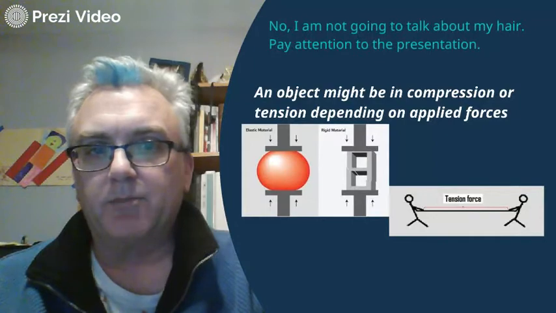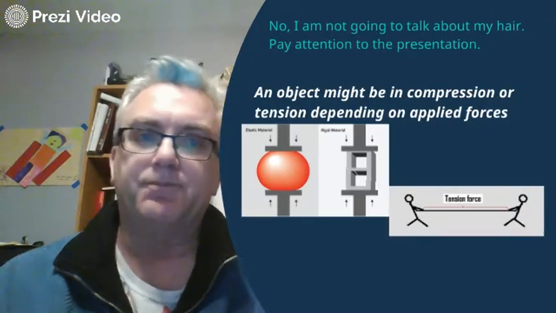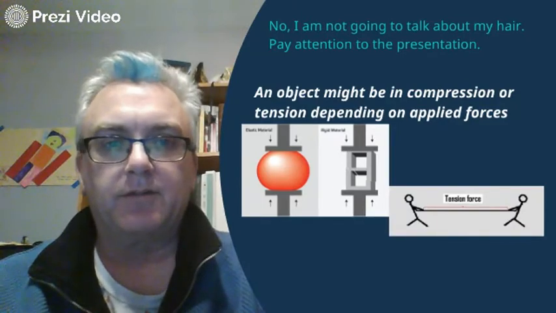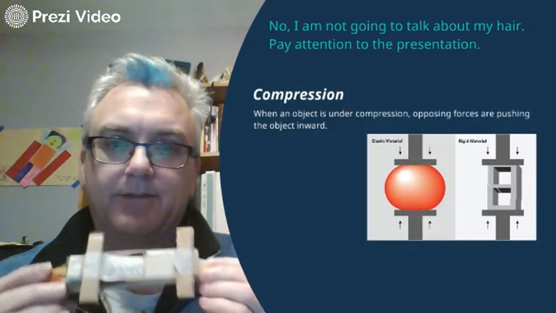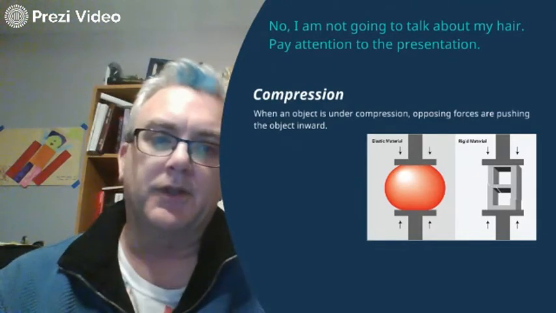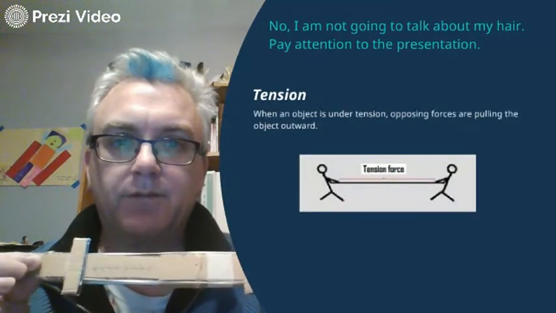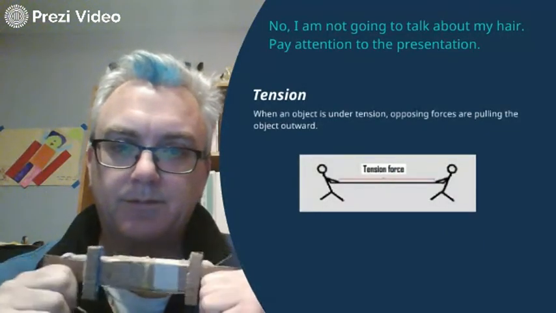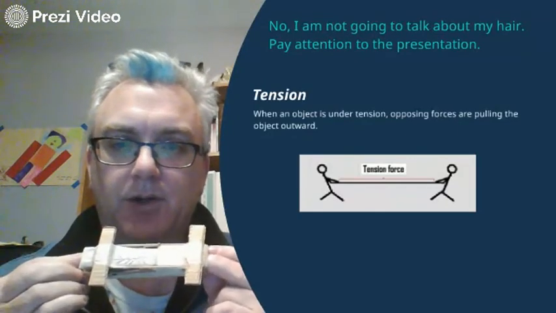An object might be in compression or tension depending on the forces that you apply to it. If you press on something, you're in compression, like that. So this is in compression. If you pull on something like this, like a tug of war, then it's in tension. Pull it, it's in tension. Push it, it's in compression.